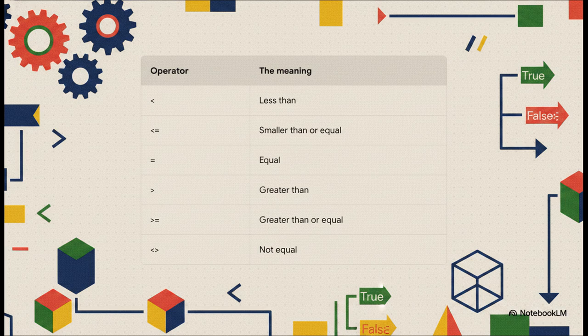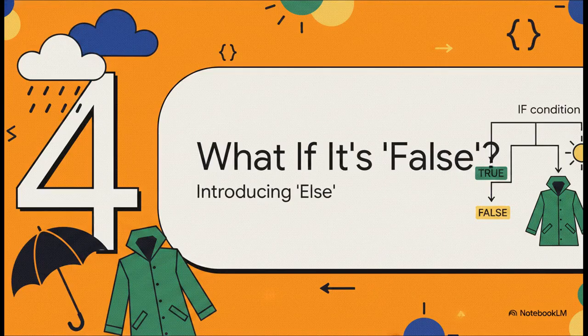You've got your greater than, less than, equal to, all that stuff. And with just these 6 symbols, you can build pretty much any true or false question a program would ever need to ask. Okay, so the basic if-then is great for sure. But what happens when you need the program to do something specific when the answer is false? What if not bringing an umbrella means you should specifically grab a raincoat instead?